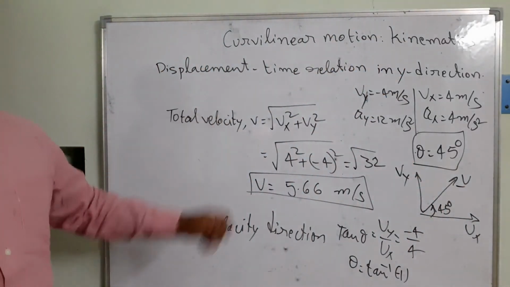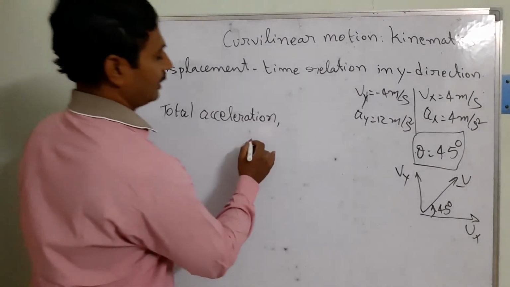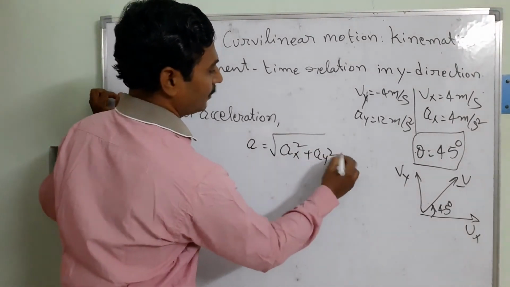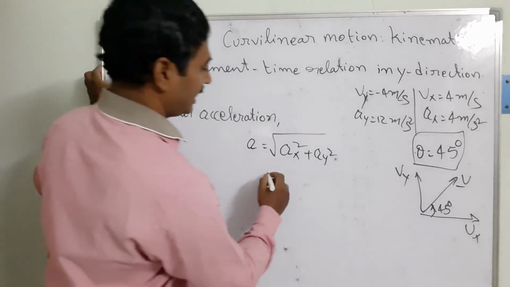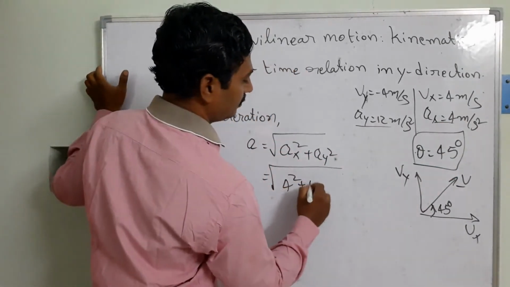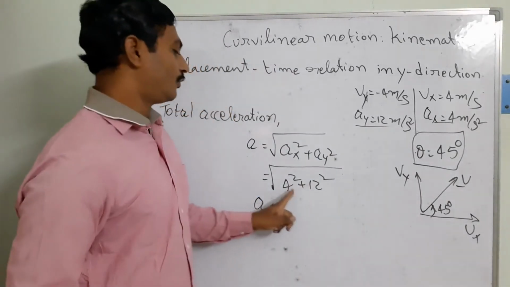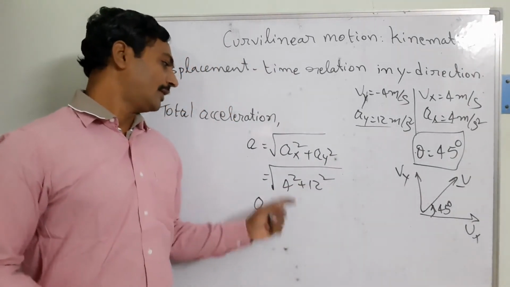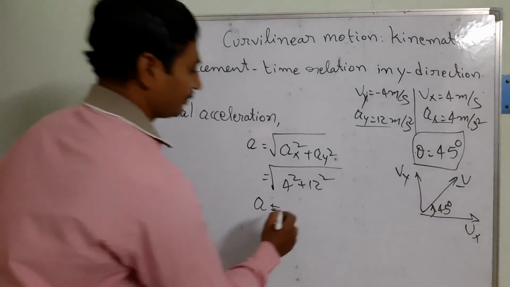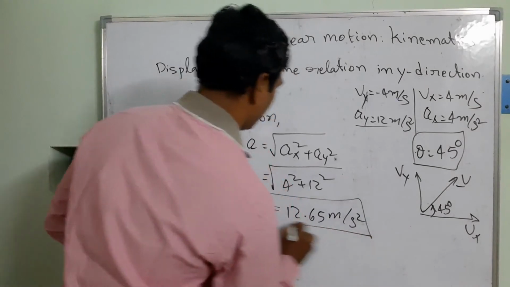Now similarly we are calculating the total acceleration. So here is the total acceleration. A is equal to the square root of ax squared plus ay squared. So I am going to be substituting in this equation. That's going to be the square root of 4 squared plus 12 squared. So finally a is equal to, what is the value of 4 squared plus 12 squared? Here it is 144 plus 16. Then finally I am going to be getting around 12.65 meters per second squared. So this is the value I have received.